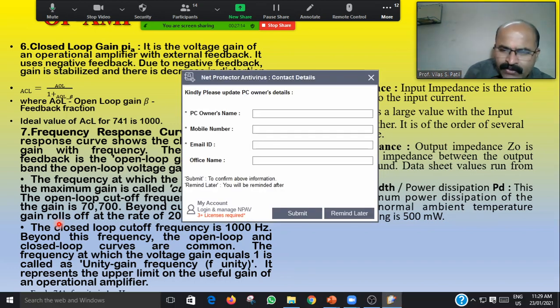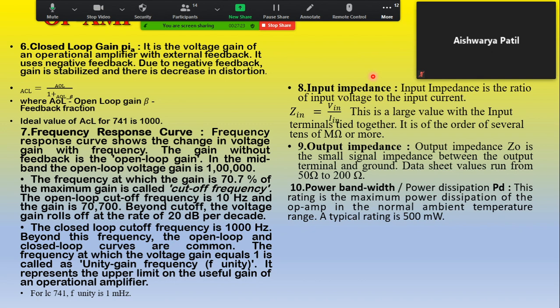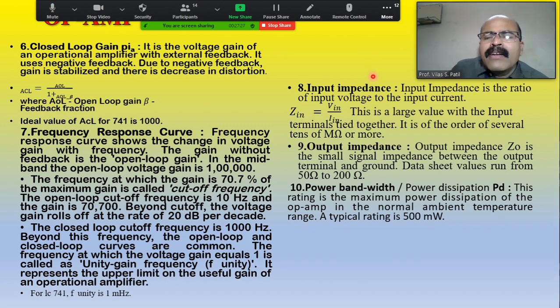Okay friends, we stop here. If anyone has any difficulty, then please ask me. I will try to explain again. Please give your attendance in the chat box. Submit your attendance in the chat box.